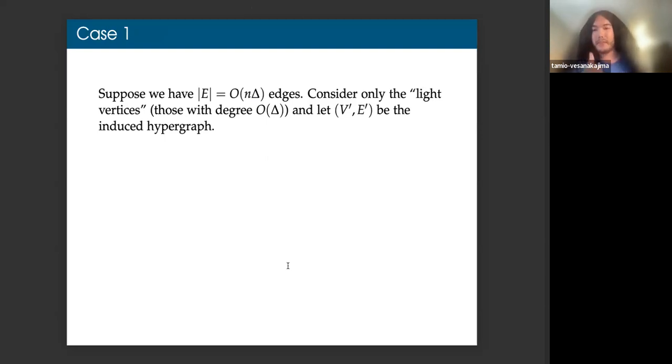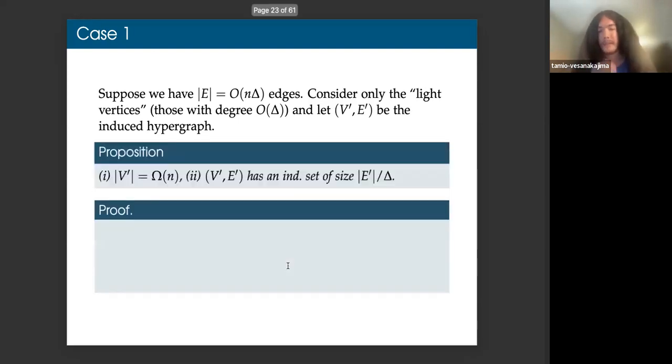Okay, let's consider the first case. Case 1, which is the light case, the sparse case. Let's consider only something I'm going to call light vertices. These are vertices with degree bounded by O of delta. And let V prime, E prime be the hypergraph induced by this subset of light vertices. I have here two facts. First of all, this sub-hypergraph has size omega of n, so like n over 3, let's say, or something like this. Second, the sub-hypergraph also has an independent set of size the number of edges over delta.